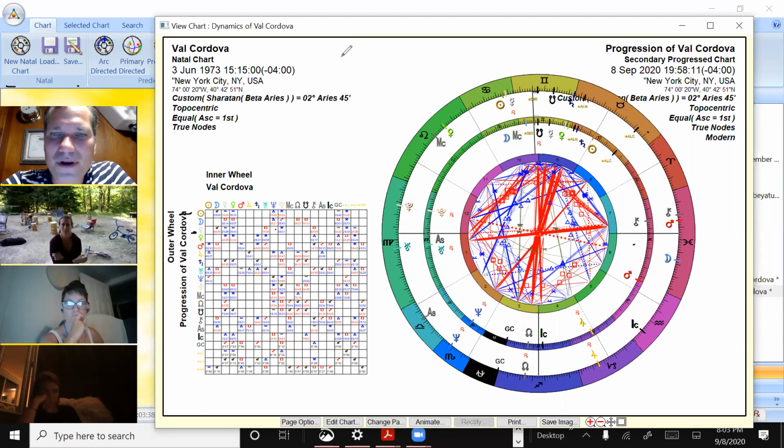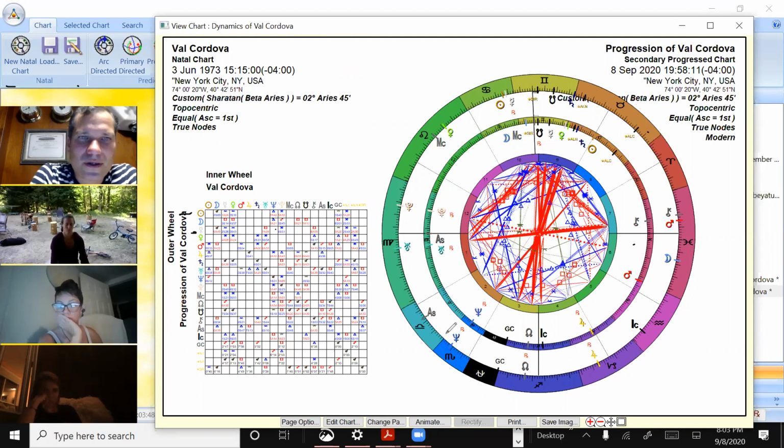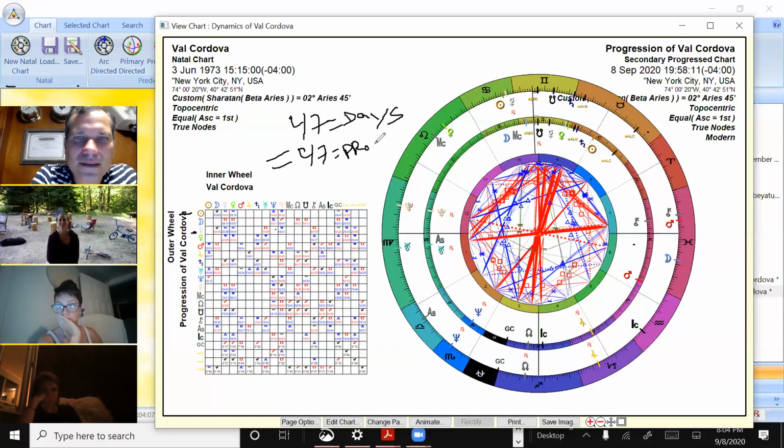So in your progressed chart, if you notice, the outer planets don't really move because this is the day to year formula, right? So what are you, 46? 47. So 47 days after your birth equals 47 years progressed. That's the formula used. You understand that?